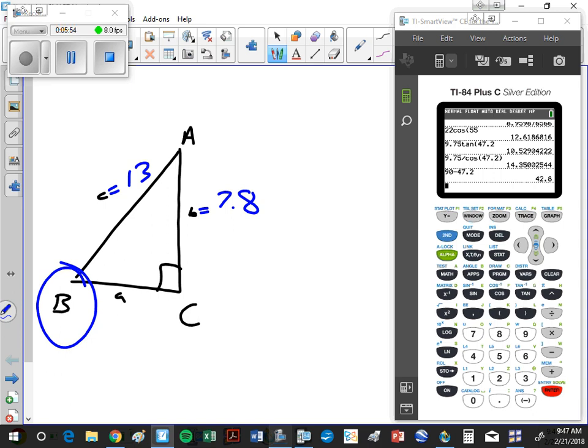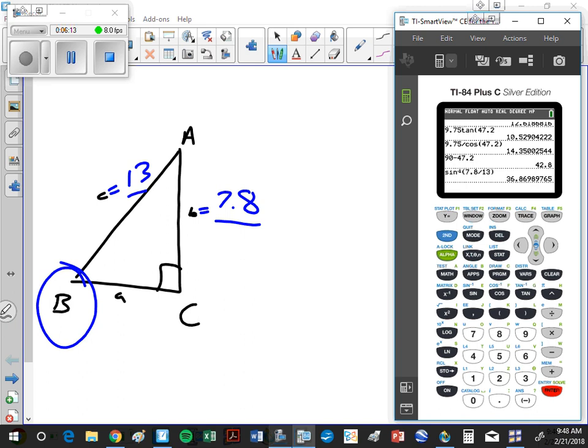Sine inverse of 7.8 over 13. And that tells me 36.8 degrees if my calculator is in degrees. Otherwise, it'll spit out a radian measure. It won't make any sense.